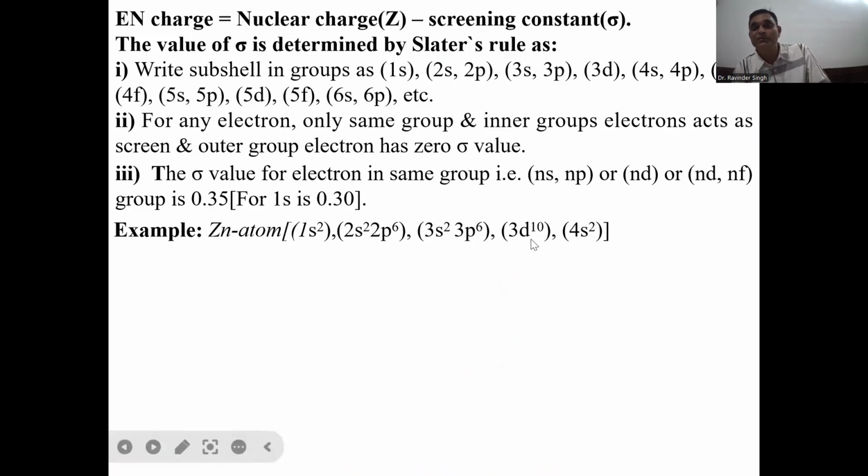Nine electrons. So that is the meaning of electrons in the same group. Electrons in the same group will cause a screening constant of the value 0.35, that we have to learn. That value is for the electrons which are present in the same group.